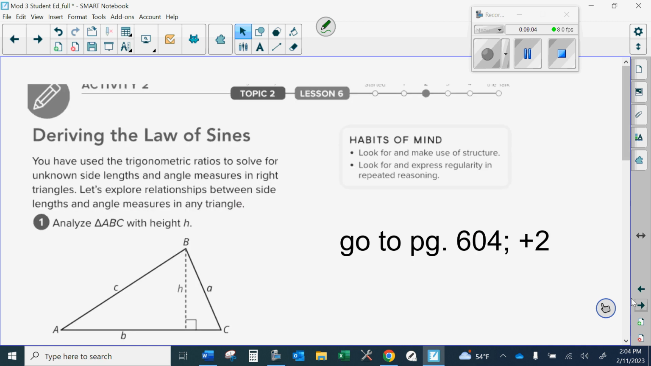Okay, next one we have the law of cosines. We're not going to derive it like we just did in the last one. We're just going to look at what the law of sines is, which is now on page 604, 2 pages ahead, and then just apply it. So go 2 pages ahead, 604.